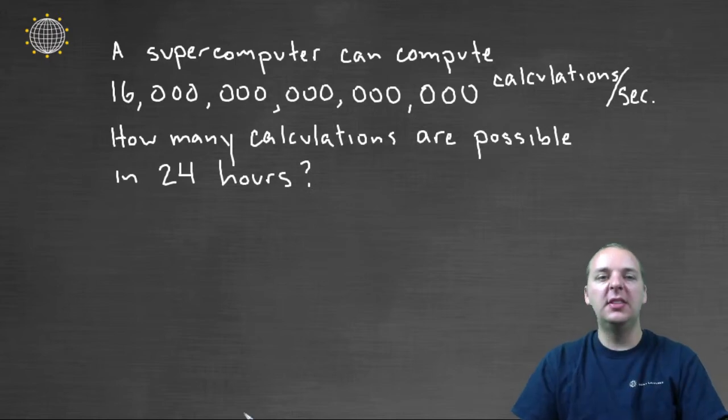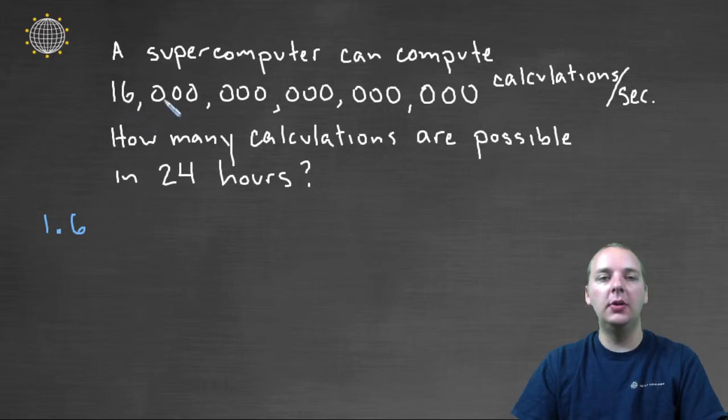So what we'll have to do is take this number times however many seconds there are in a day. So let's start by writing this in scientific notation. So this would be 1.6, because you'd have to write it so that only a ones digit is showing. And then we'd have to move the decimal place for 1.6 to the right.